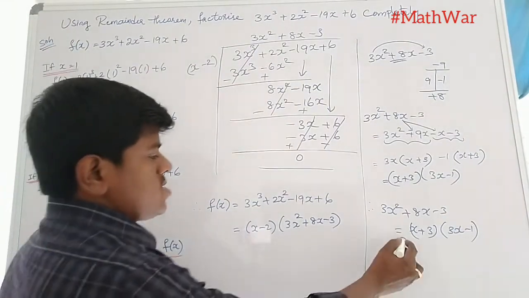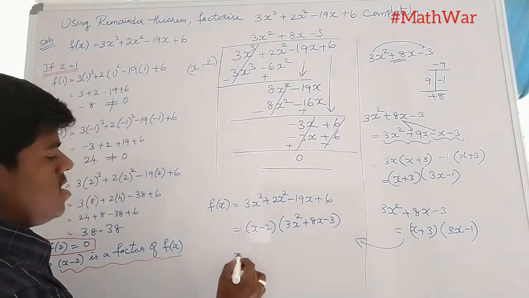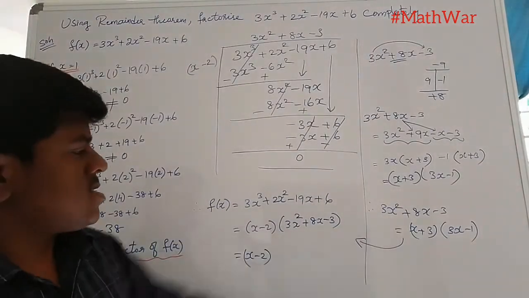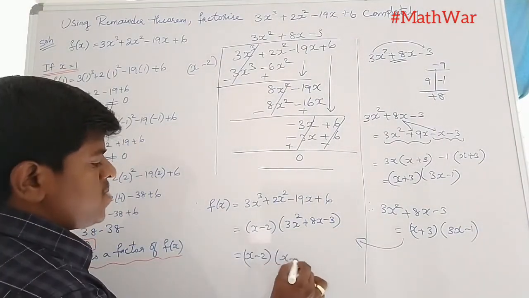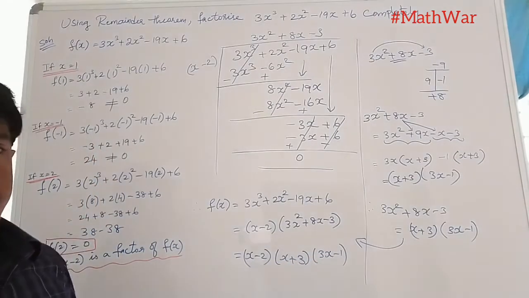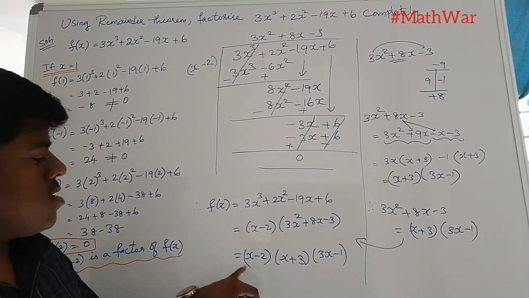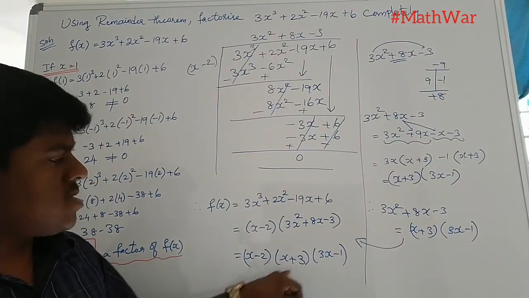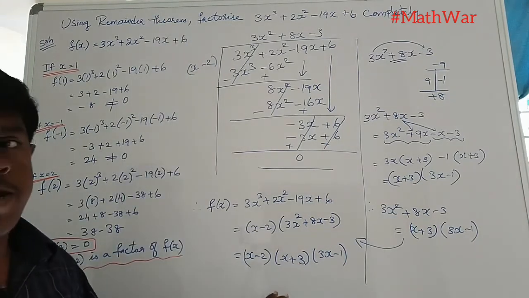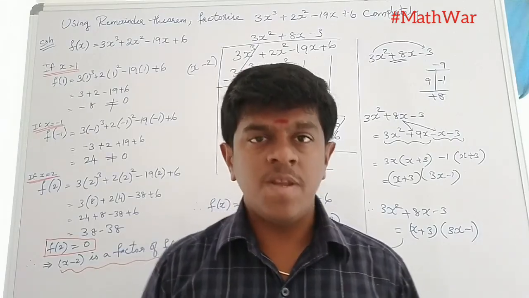That we want to substitute here. So x minus 2 into 3x square plus 8x minus 3 we can write as x minus 2 into x plus 3 into 3x minus 1. Therefore f of x is equal to x minus 2 into x plus 3 into 3x minus 1. So we factorized this completely.